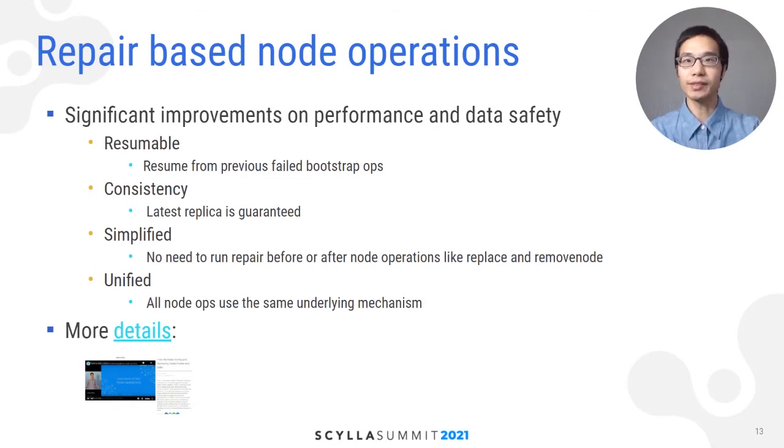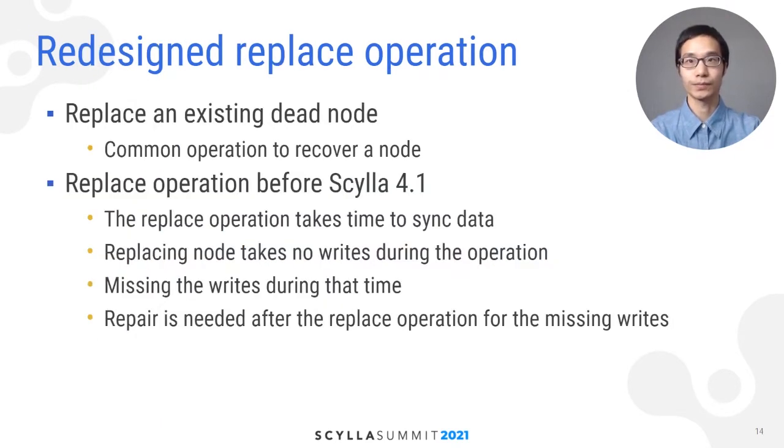The repair guarantees the latest replica is synced between nodes. For instance, when you run a replace operation, the replacing node is guaranteed to have the latest replica instead of a random replica that is streamed from one of the replica nodes. It also makes the operation faster and simpler because there's no need to run repair before or after node operations. It is faster to run a single operation than two operations. It unifies all the operations to use a single mechanism to sync data, so the code base is simplified and nicer.